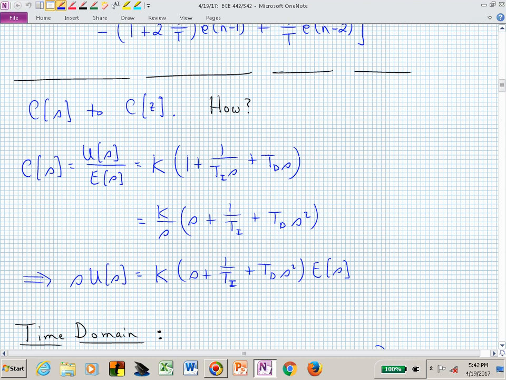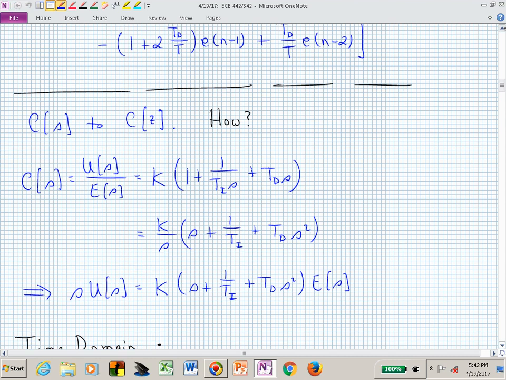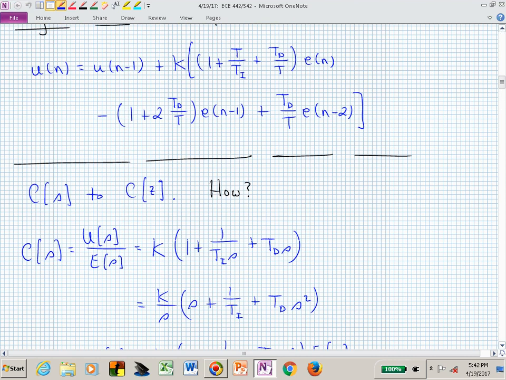So S is an operator. If we had 1 over S, what's that operator? 1 over S is integrating. So now multiplying by S is differentiating. So on the left-hand side, we have the derivative of our input is equal to a scaled version of the derivative of the error, a scaled version of the error itself, and a scaled version of the second derivative of our error. And we want to use this to now see if that will allow us to come up with this expression in the time domain. That's our goal.